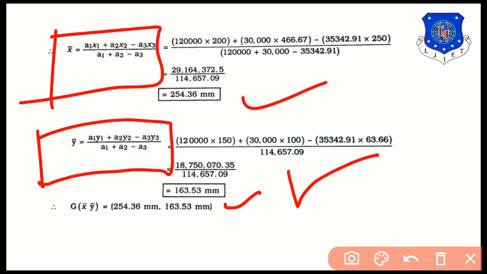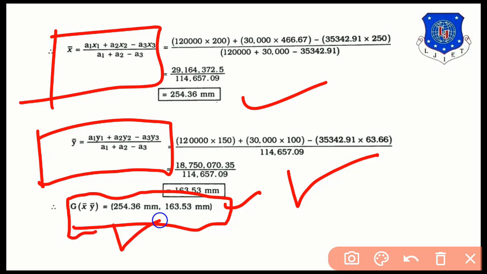So the CG, x bar and y bar, is 254.36 and 163.53 mm. So basically these are the formulas of x bar and y bar, and today's numericals are based on the subtraction of the third part. So hope you are getting the practice now.